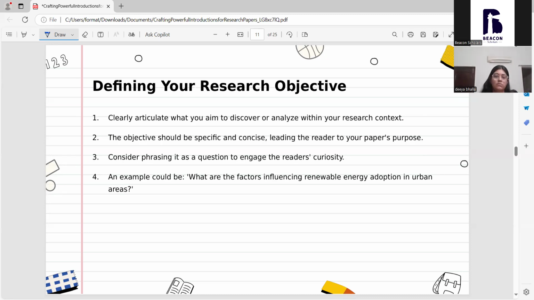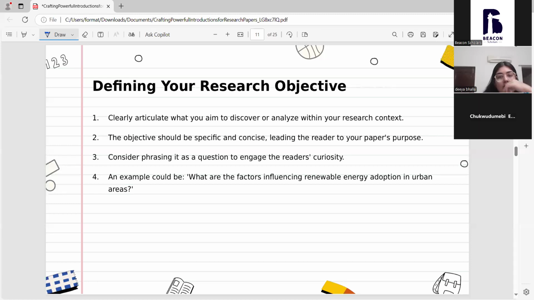Or if you will make it in the form of a question, which I recommend for all of you, because you have a research question in your previous task. So you will write like this: what factors influence renewable energy adoption among urban communities? Okay, which might not be your actual research question, but it's similar to this. Okay, and it explains what you will answer in your entire research paper.